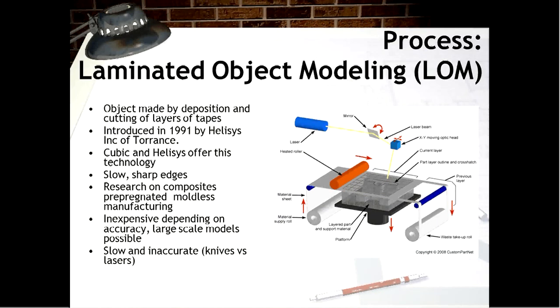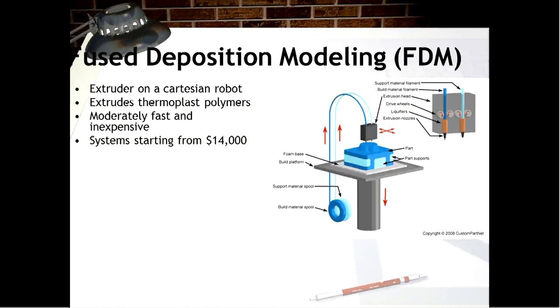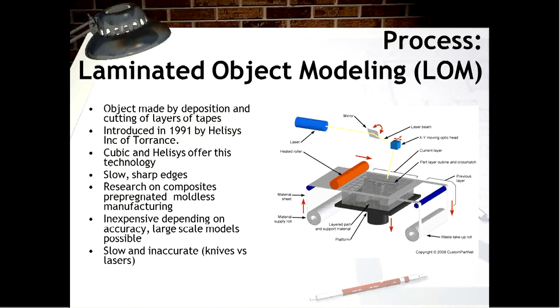Then third is laminated object modeling. It's similar to your SLS. There is an XY optic head, and the laser beam is inserted with the help of optic rays, and a heated roller is there. It will roll out like a powder, and you will be able to generate a pattern.